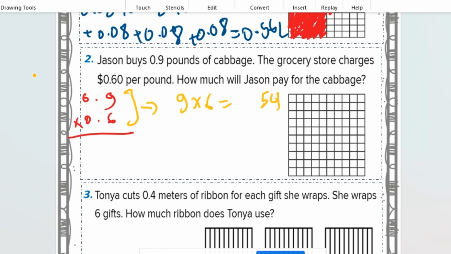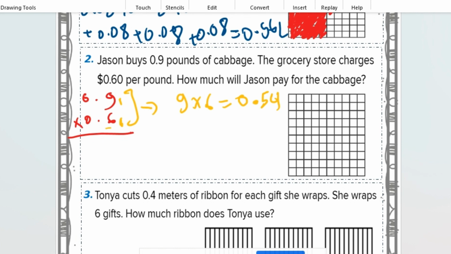54. Now, how many numbers are there after the decimal point? Here is 1 and here is 1. So we have 2 numbers after the decimal point, which means our decimal point moves 2 units to the left. 1, 2. So this is our new decimal point, and the answer should be 0.54.